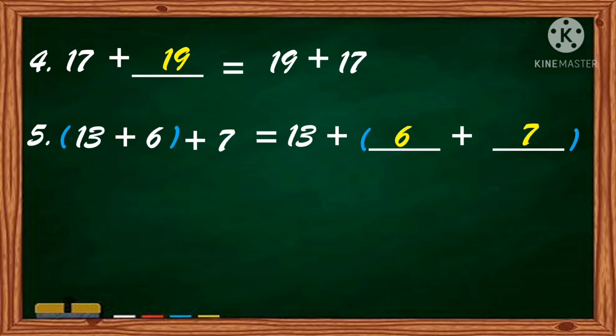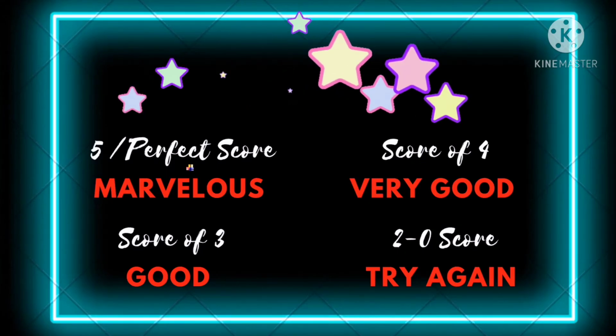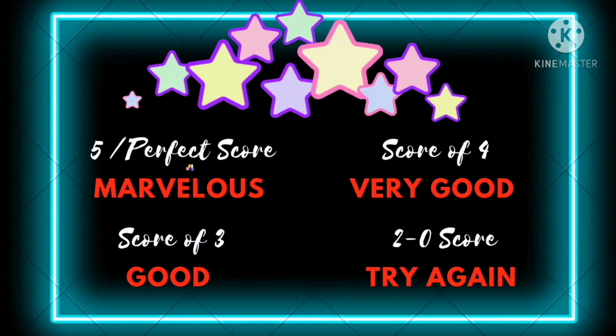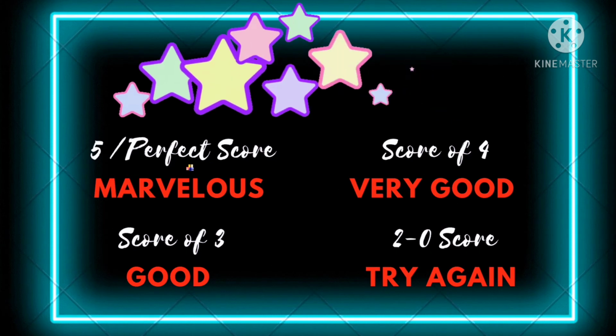Okay, kids. Let's check your score now. Okay, who got a 5 or perfect score? You are so marvelous. Score of 4, you are very good. Score of 3, you are good. 2, 1, or 0, you must try again. But don't be sad, kids. Let's try another one. Are you ready?